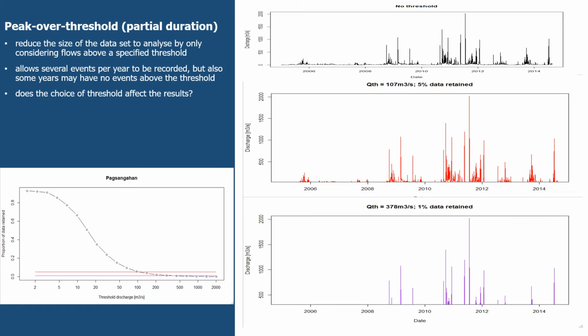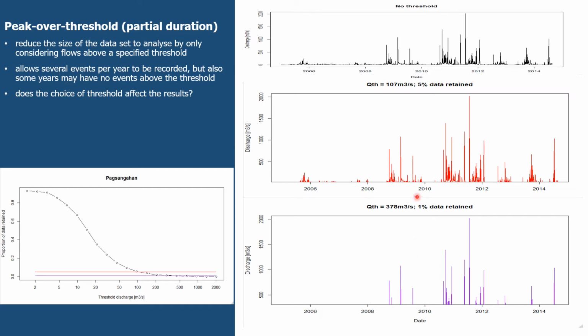A second way of reducing the size of our data sets is to use what's called a peak over threshold, or a partial duration series. So what we do is we reduce the size of the data set by only looking at flows that are above a threshold discharge. This allows several events to be recorded for each year. Equally, some years might have no events.